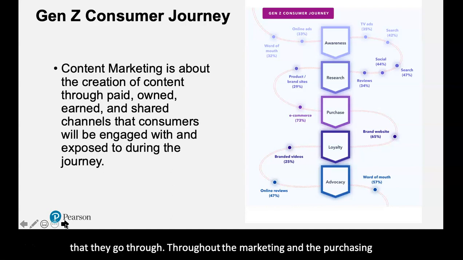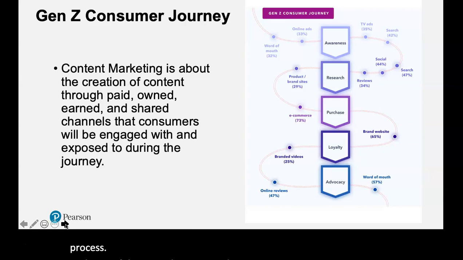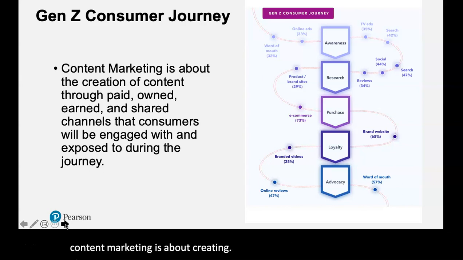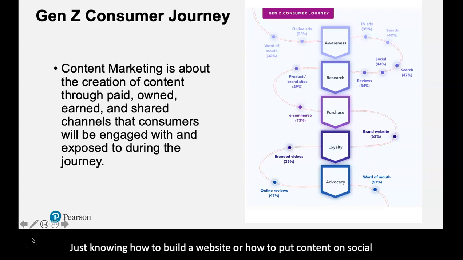Each one of these touch points needs some type of content involved. So content marketing is about creating this content and making sure that customers are exposed to it throughout the process, throughout that journey. And it's very important. As marketers, it's exciting because it's new, and it's opened up a lot of fields of opportunity, especially in graphic design, coding, just knowing how to build a website or how to put content on social media. All these are new and exciting areas of marketing careers.